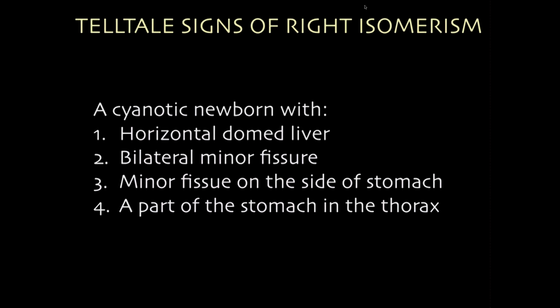But even if Dr. Kim says that this is left isomerism or situs inversus, I will give the answer to him 10 times: it is right isomerism, and I'm right. So this is a pretty interesting finding. And a part of the stomach in the thorax. Some people say it is a hiatal hernia. About 20% of right isomerism cases have a part of the stomach located in the lower thorax. It is a manifestation of visceral heterotaxy.